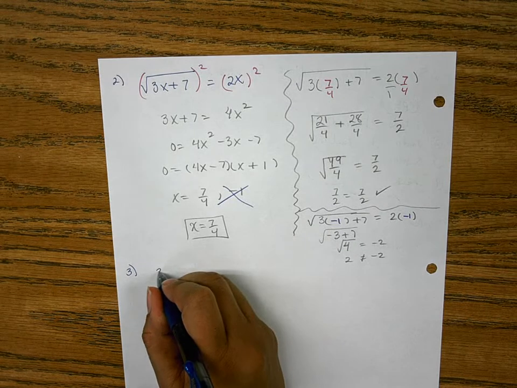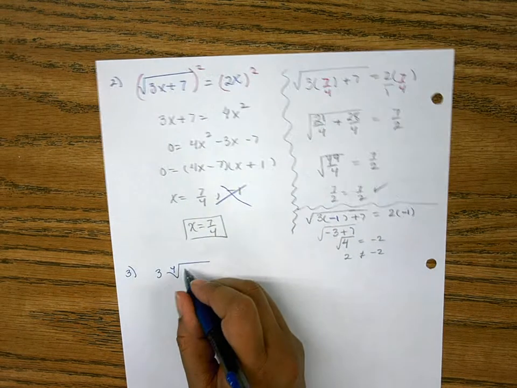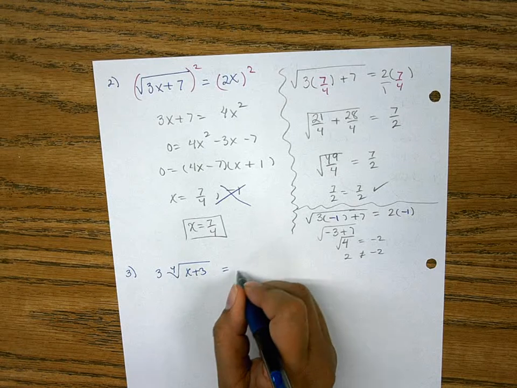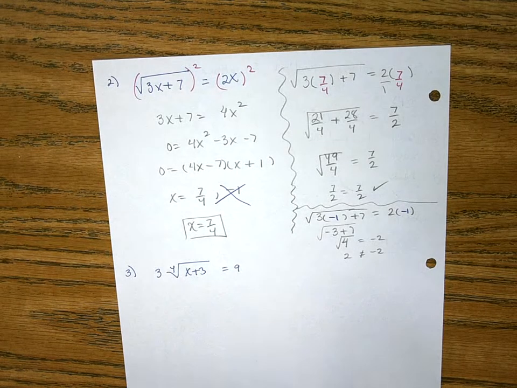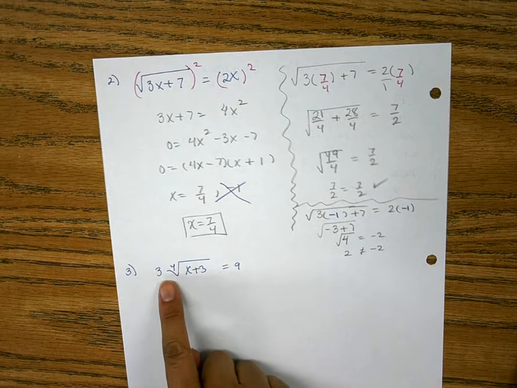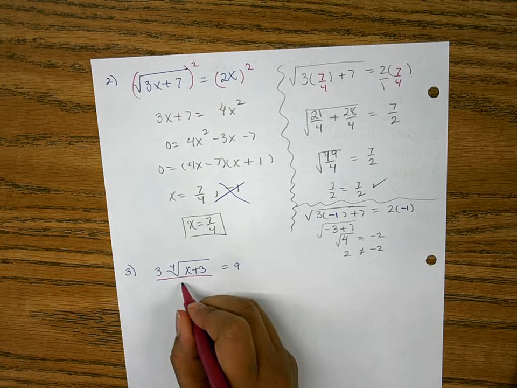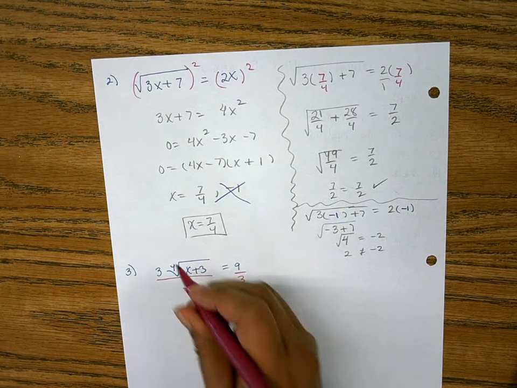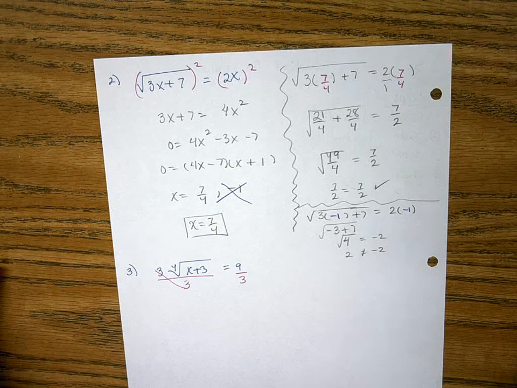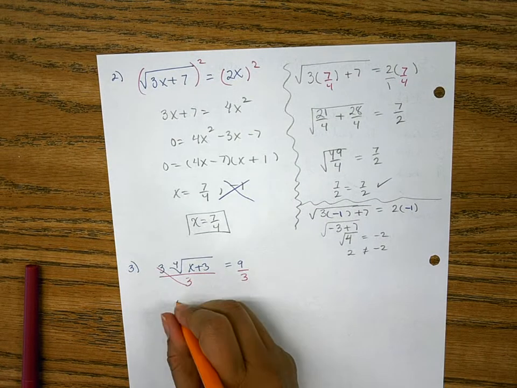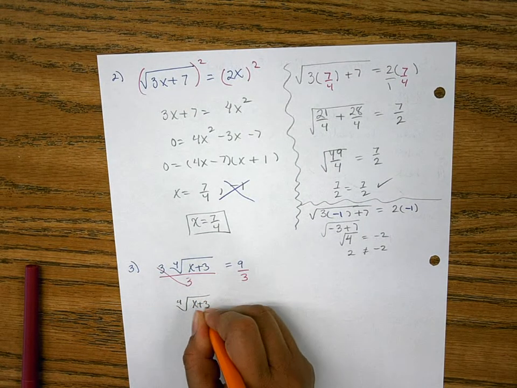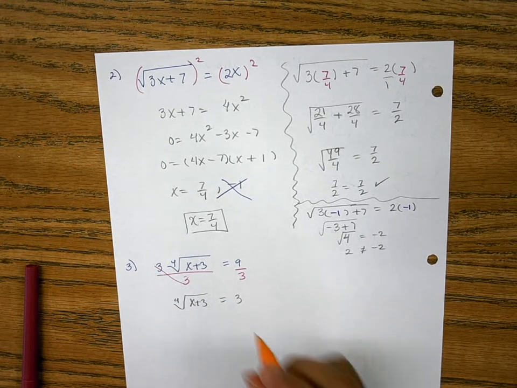Okay, number 3. 3 times the 4th root of x plus 3 equals 9. All right, isolate the radical. Do you see how there's a coefficient there? I do want to get rid of that. I'm going to divide both sides by 3. That gives me the 4th root of x plus 3 equals 9 divided by 3 is 3.